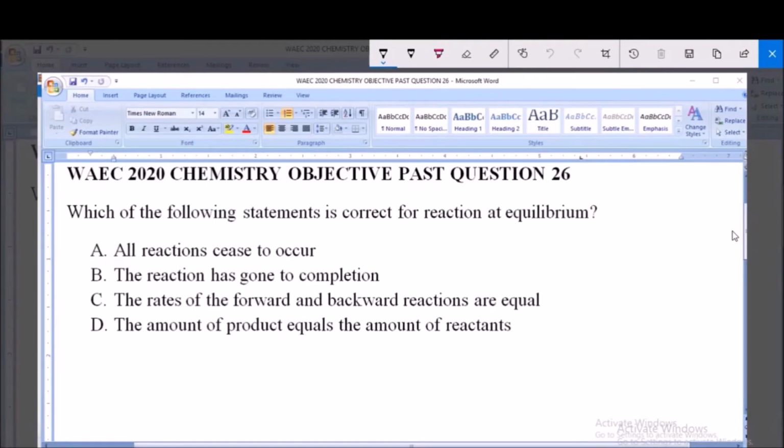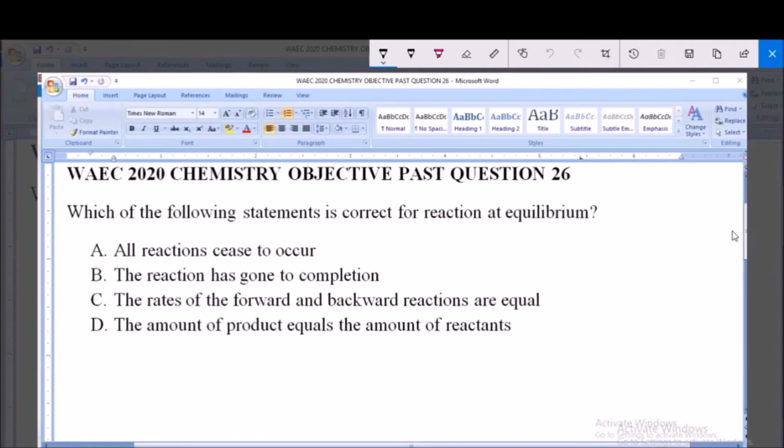Which of the following statements is correct for reaction at equilibrium? A. All reactions cease to occur. B. The reaction has gone to completion. C. The rates of the forward and backward reactions are equal. D. The amount of products equals the amount of reactants.